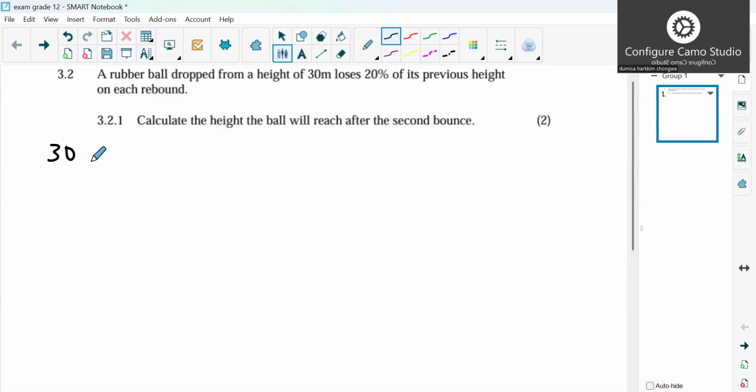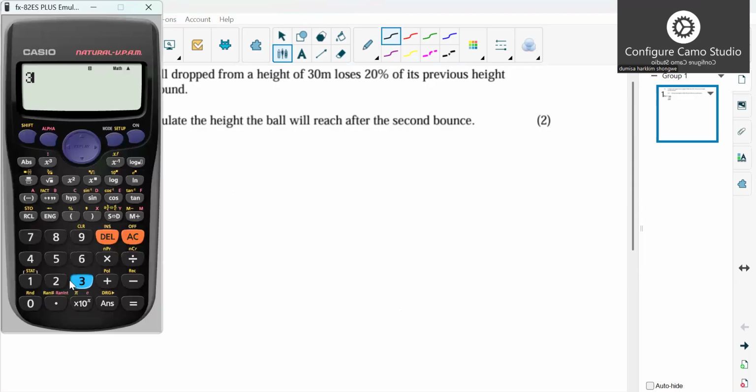So let's start with 30. And then we're going to say 30 multiplied by 80 all over 100, which is 0.8. So we're going to multiply by 0.8, or you can just type it as a fraction there on your calculator, whichever one you're comfortable with. So I'm going to say 30 multiplied by 0.8 or 80 all over 100. What do you get? 24. So this is the height that is remaining after the first bounce.